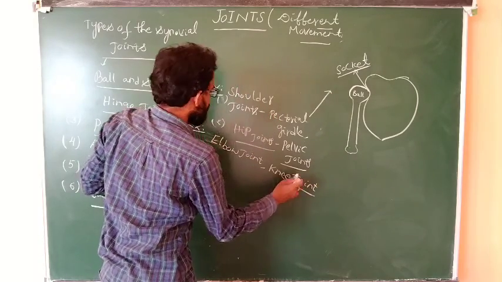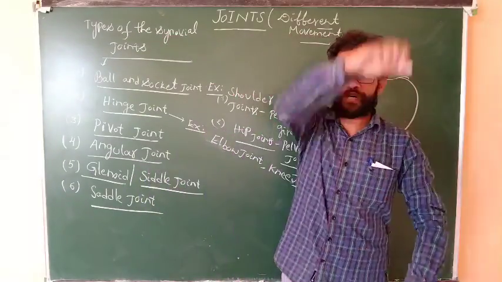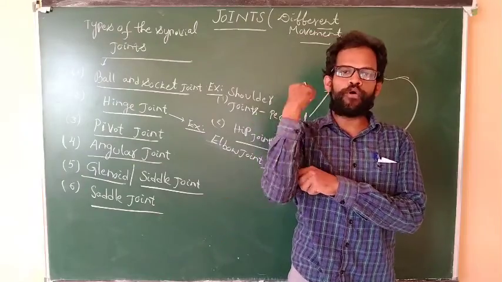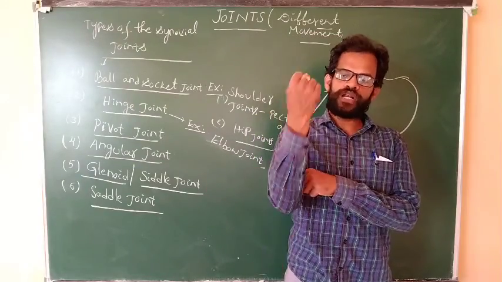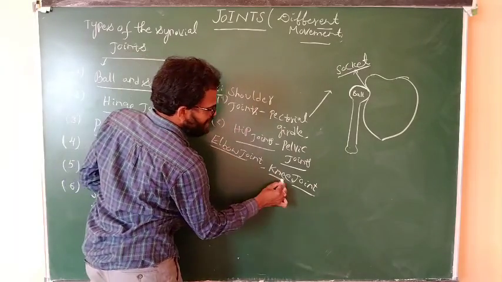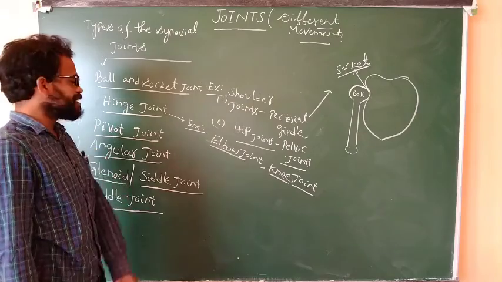Knee joint. The ball and socket joint allows movement in all directions. But the elbow allows movement in only a single direction, only one plane. Elbow joints and knee joints are hinge joints. It is movement in only a single direction.